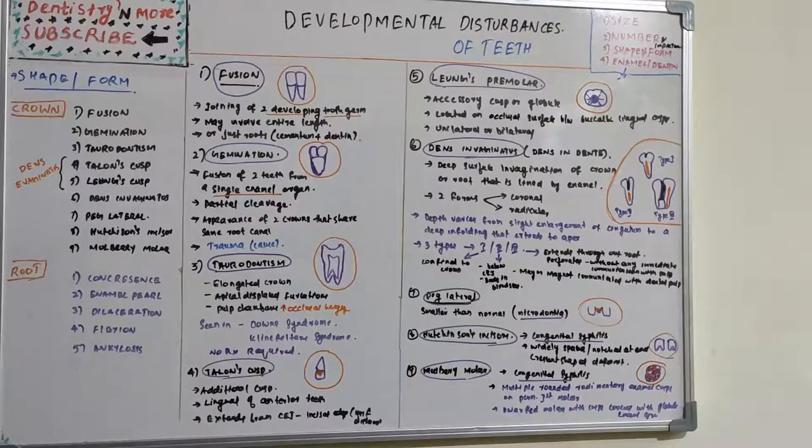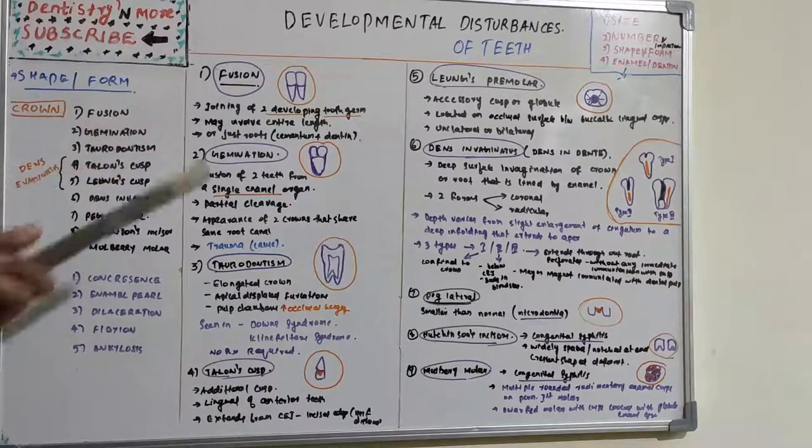So this is a very, very important session, because each question will be asked as a short note. So all these are asked, because not even one you can keep aside as unimportant. All are important, and it is a very frequently asked question in short notes. So now let's start with fusion.